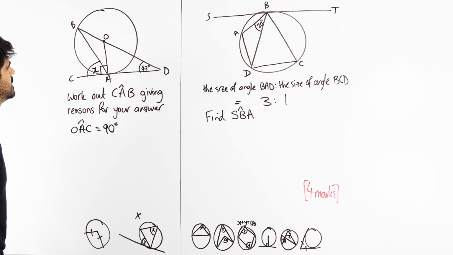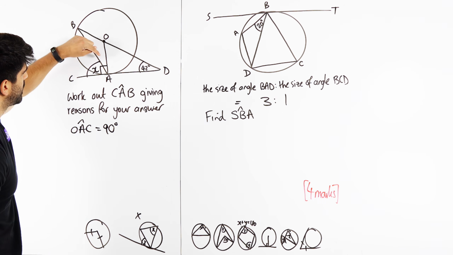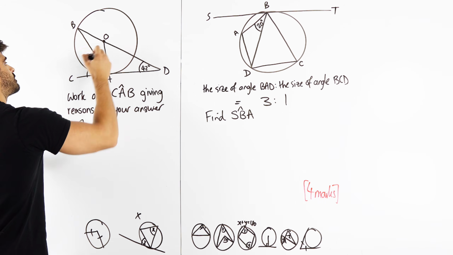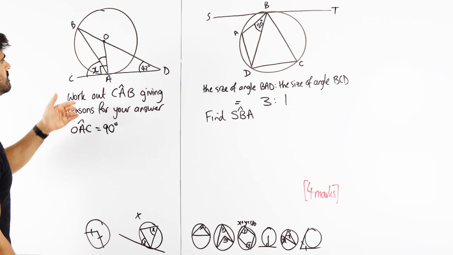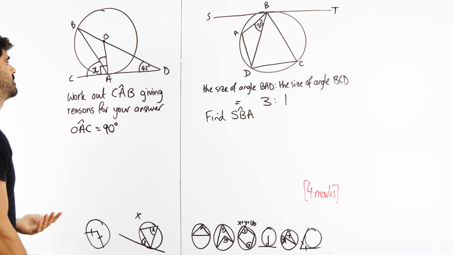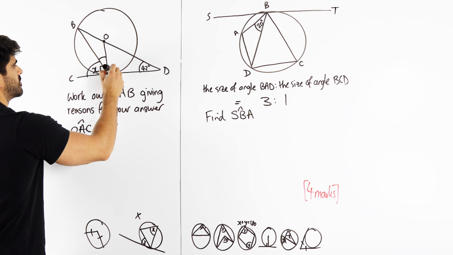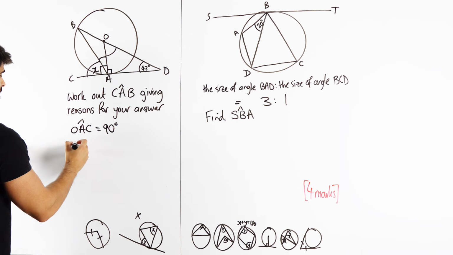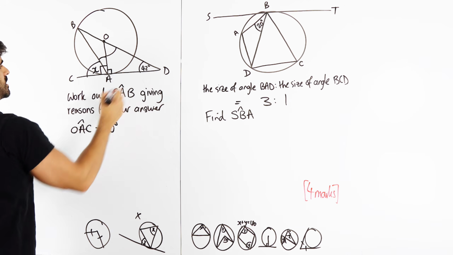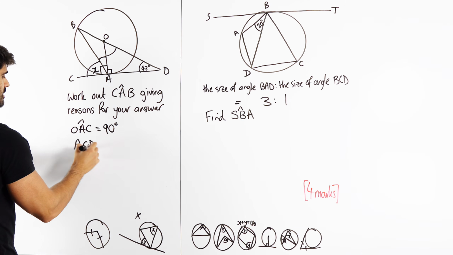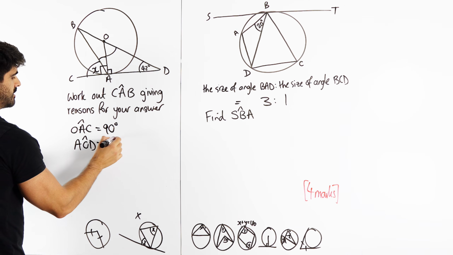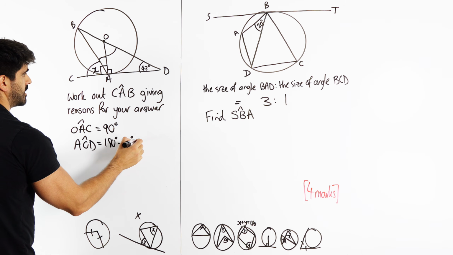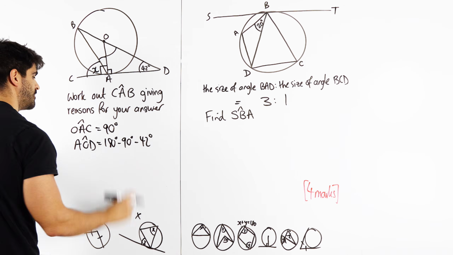So if that's 90, and I know what this angle is, then I can just do 90 minus that and then I'm done. Well, this is 90 degrees. We can do angles in a triangle to work out this angle here. So we're going to say AOD is 180, take away 90 degrees, take away 42 degrees, which is what?